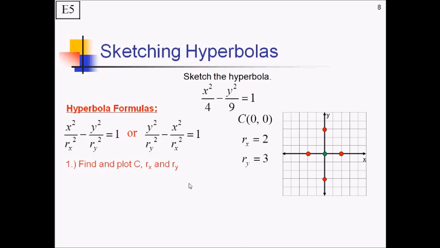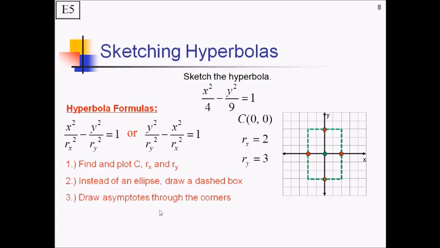Now here's where it's a little bit different than drawing an ellipse. Instead of drawing an ellipse, we're going to draw a dashed box using these as kind of the midpoints of each of the sides, like so. So there's this dashed box. Now we're also going to draw some asymptotes. We're going to draw an asymptote through each corner of this box. So we have an asymptote going from bottom left to top right, and we have another asymptote going from here down to this direction. So these asymptotes are going to be guidelines for when we actually draw the hyperbola. We haven't actually drawn anything that's part of the hyperbola graph just yet, but we're getting there.